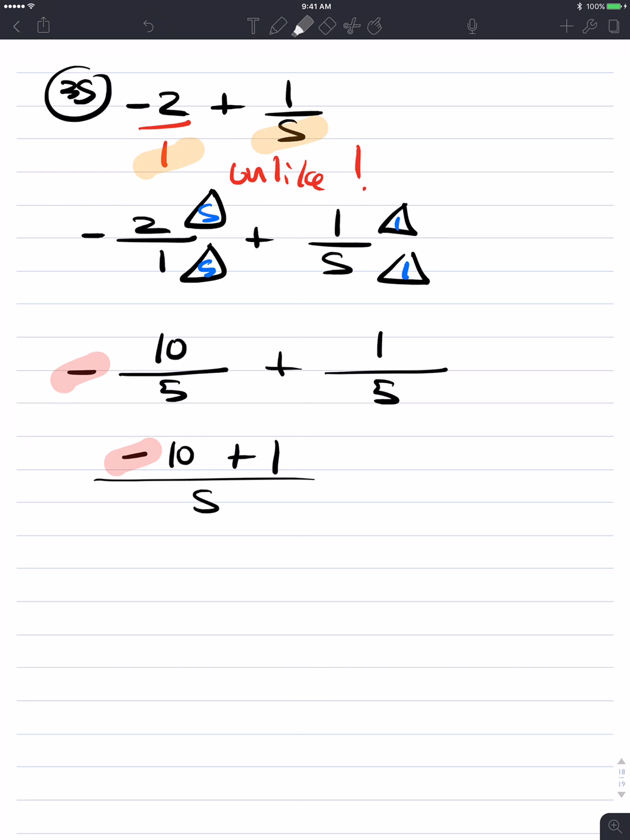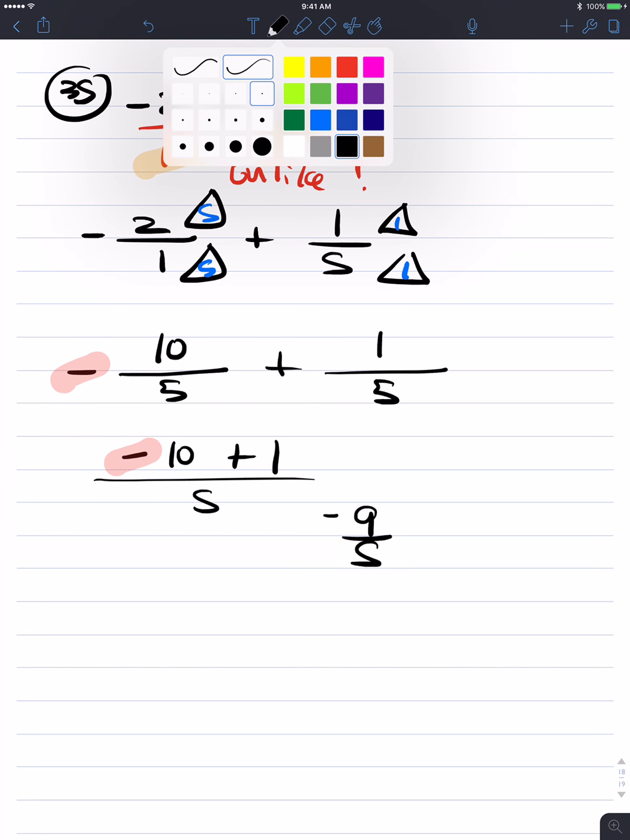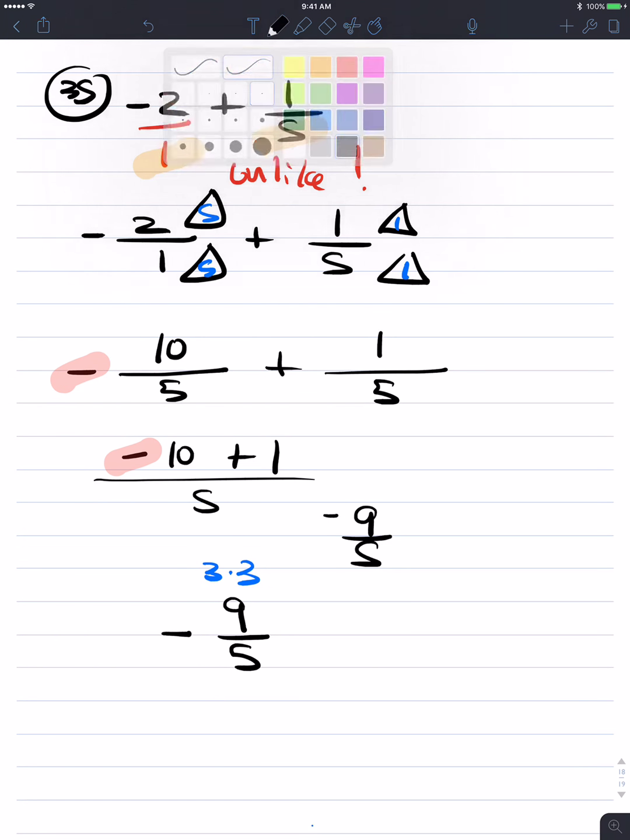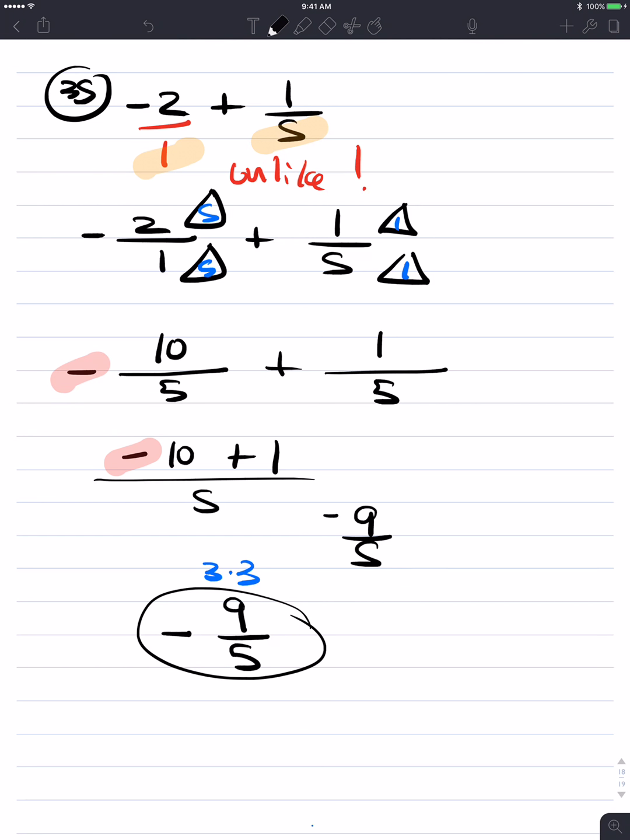We can now perform our arithmetic. Negative 10 plus 1 is negative 9. Now, that negative sign is in the numerator position. I'm now going to write it at the same level as my division sign so I can actually simplify. Now notice, 9 is written as 3 times 3. The 5 down here is prime, and nothing will cancel. You are done.